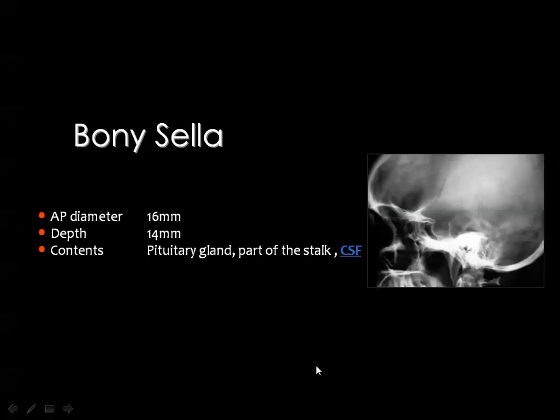You know that the bony sella is a depression or fossa in the sellar floor in the skull base, and it is about 16 millimeters in the anteroposterior diameter and 14 millimeters in depth. The contents of the pituitary fossa are the pituitary gland, part of the pituitary stalk, as well as CSF.